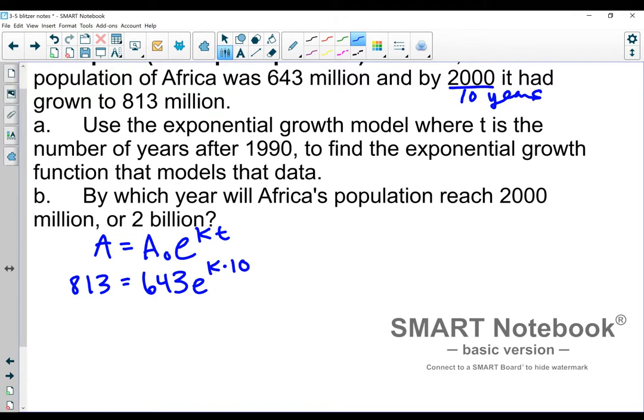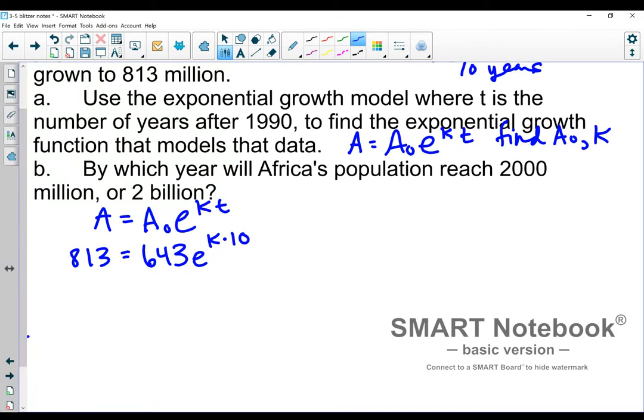So my whole goal here in problem A is it says use my exponential growth model to find a function that models the data. So when I have a function that models the data, I need to have a number for A naught, e is good to go. I have to have a number for k and a number for t. So I have to find my initial amount and my growth or decay rate. So those are the two things I have to find. They're telling me that initial amount, 643, but I have to use all the information in the problem to find that growth or decay rate. So I'm plugging everything in, and now I'm going to have to solve for k.